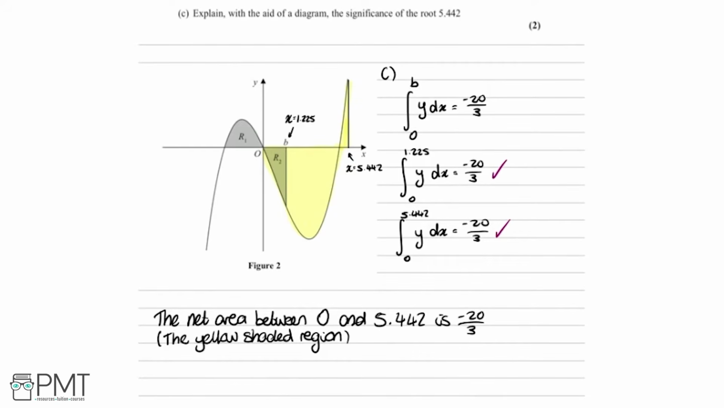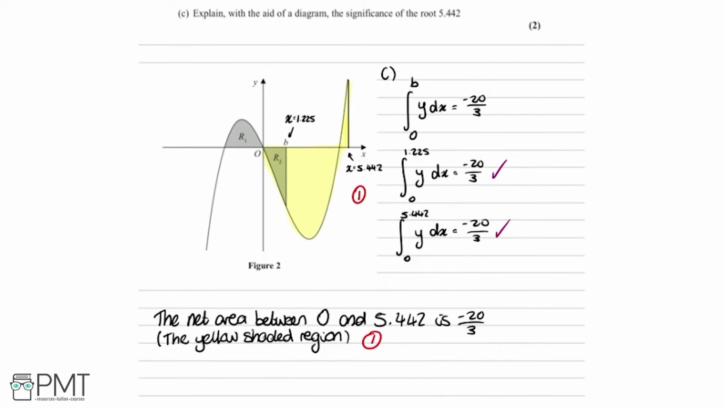We get the first mark for drawing a sketch of the curve and then drawing a vertical line to the right of x equals 4. So that's what we've done here, so we get a mark for that. And I just copied the diagram across, but in the exam you could just draw a really rough sketch of the curve to get the marks. And then we get the second mark for a correct statement like this, so saying that the net area between 0 and 5.442 is minus 20 over 3.